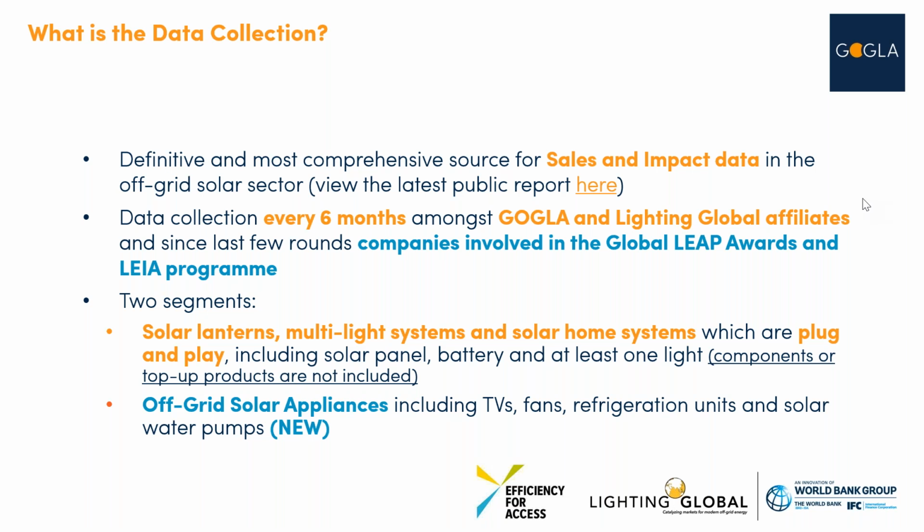During the data submission, you will see that there are separate tabs for the lighting and the appliances. For any company that sells both appliances and lighting, you'll have to click on the separate tabs and fill out the details in each. So for appliances, there would be a separate tab, and for lighting, there would be a separate tab, and you would have to fill both out. So that's a short introduction to the data collection.